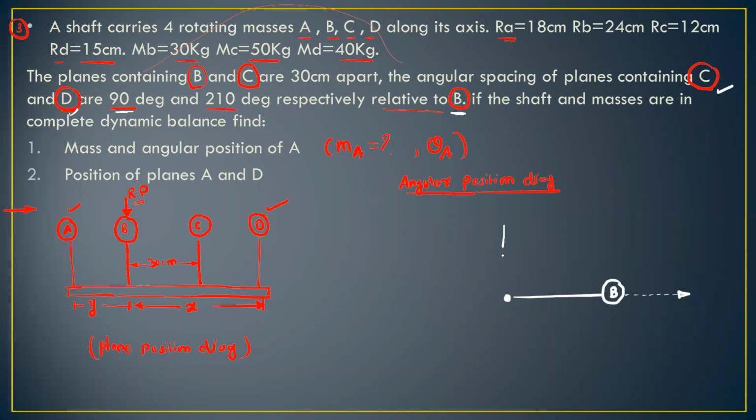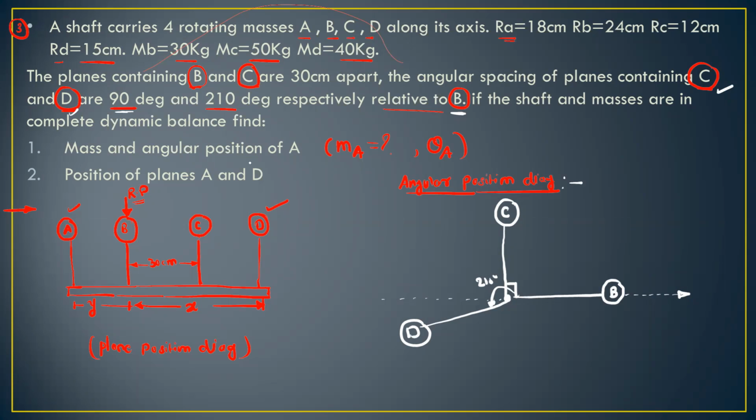So this is the position or the angular spacing for mass C with respect to B. So this is 90 degree. And the mass D, it is at 210 degree. So this is 180 degree. So this is 210 degree, and this is for the mass D. And this total angle, this is 210 degree. Okay, so this is angular position diagram.